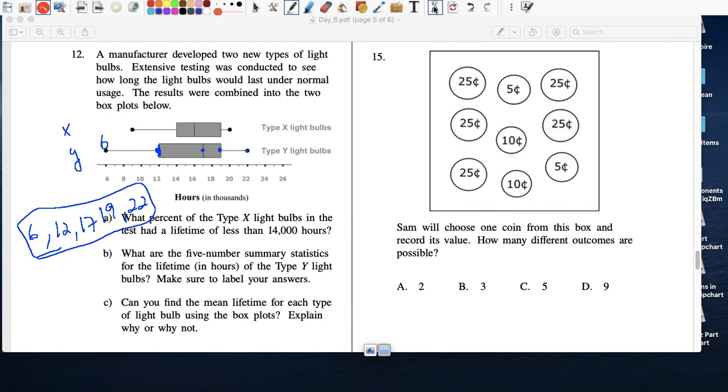Can you find the mean? No, you can't find the mean, and we just talked about that, because in order to find the mean, I need to see all the numbers that were used to create the box plot. I need to see those numbers to add them up and divide by however many were in the set. But because I don't have those numbers, C I can't do.